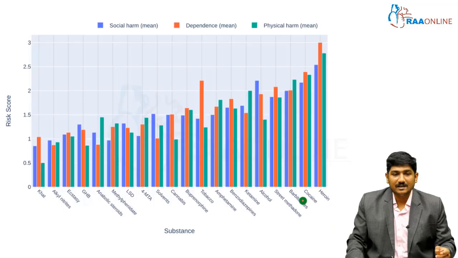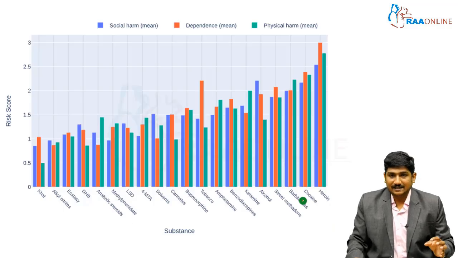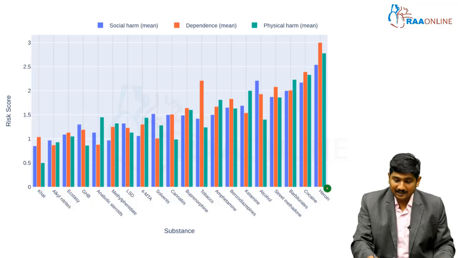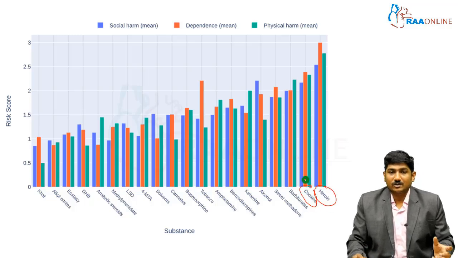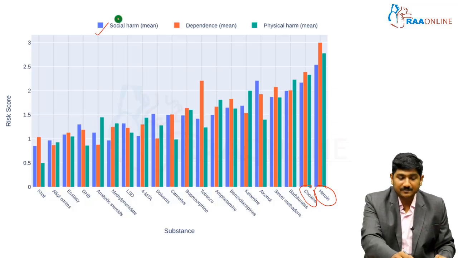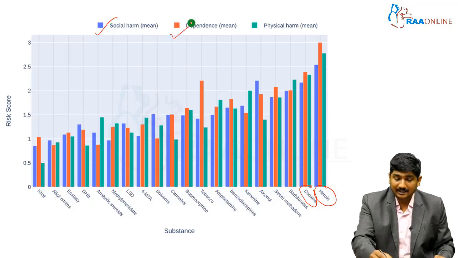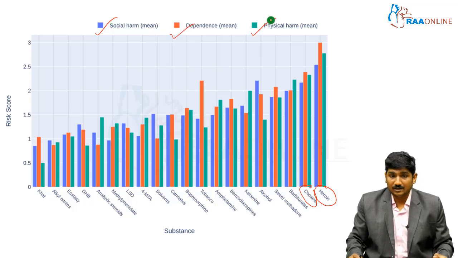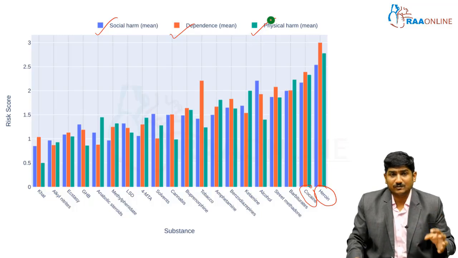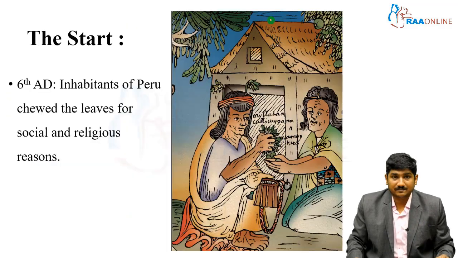These are certain drugs which can cause physical harm, dependence and social harm. If you see the analytics, heroin tops the list, and next is cocaine. Heroin plus cocaine is called a speedball. So the speedball tops the list in terms of social harm, dependence and physical harm compared to all the other drugs. So the society itself, the environment itself, is going to get destroyed.